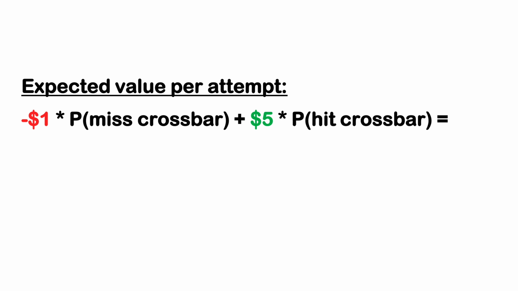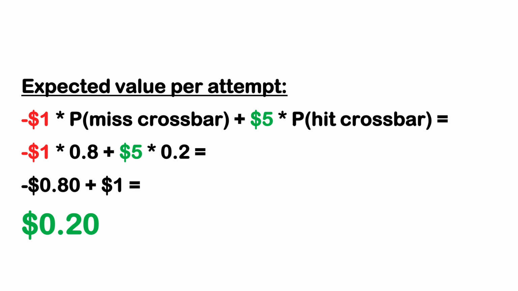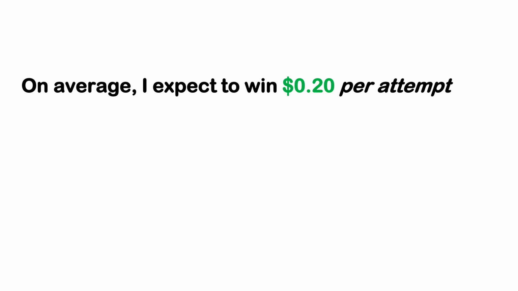So I plug in each of these events into the equation with their associated probabilities, and what it tells me is that on each attempt, I would expect to lose 80 cents, but I would expect to win $1, and those even out to 20 cents per attempt.